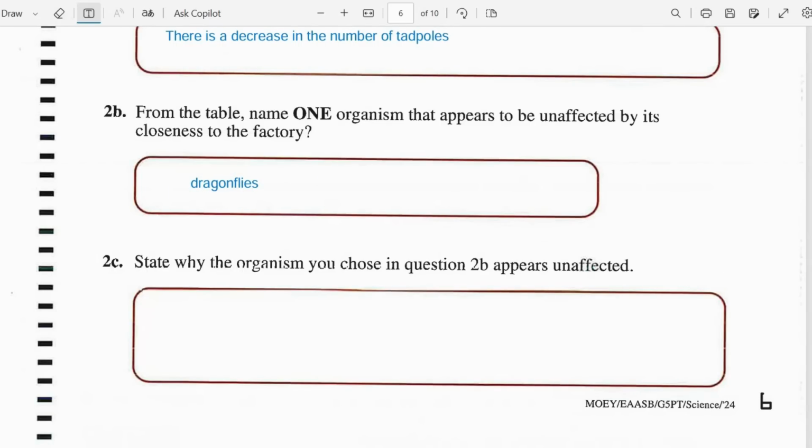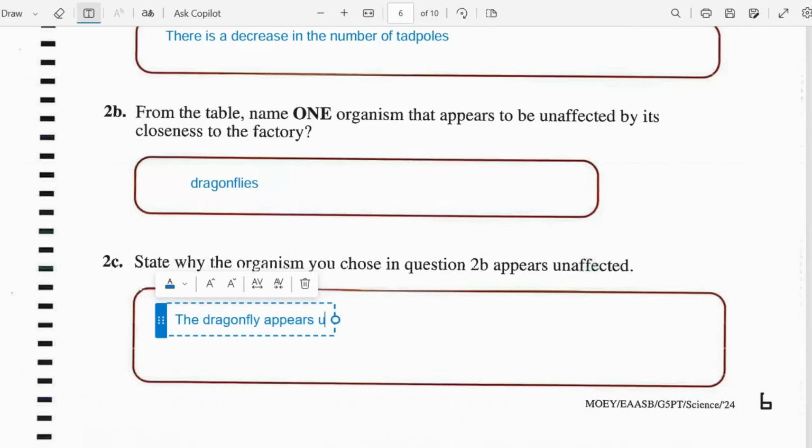Alright, now let's state why the organism you chose in 2B appears unaffected. The dragonfly, and we said it earlier, appears unaffected.